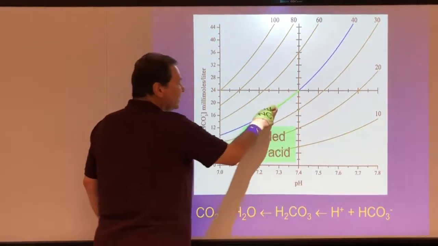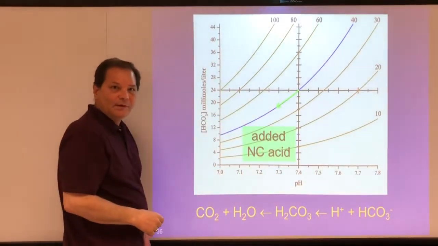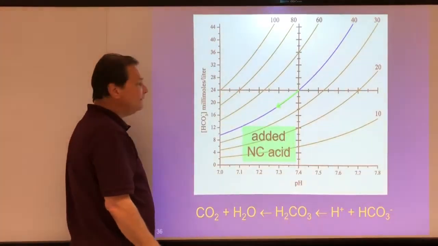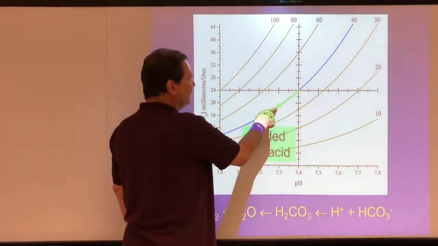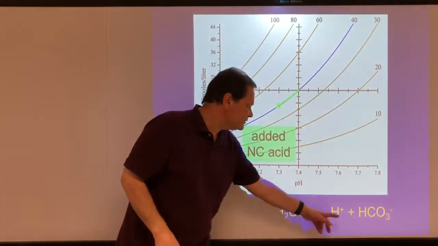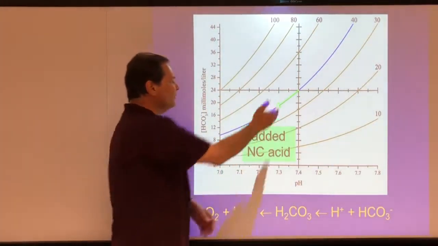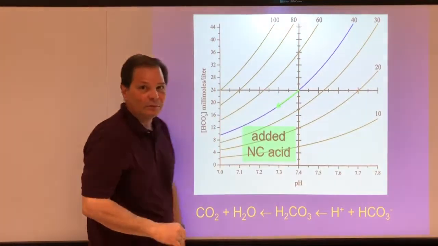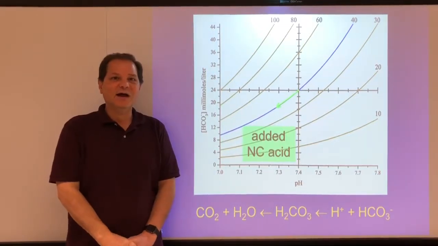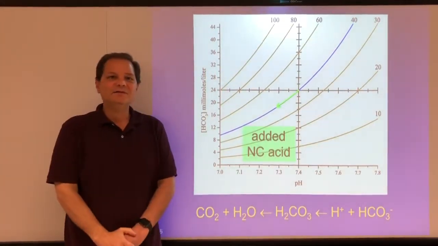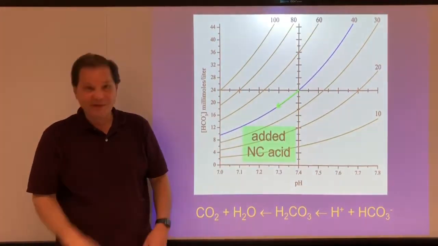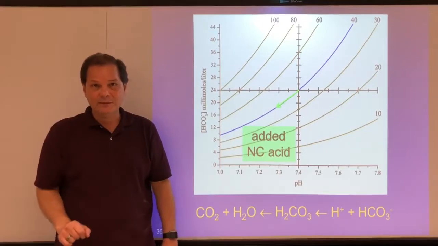So that movement in the Davenport diagram tells you what's happening to bicarb and pH. And how far you go down in pH depends upon how far you go down in bicarb. The more hydrogen ion you generate, the more the bicarb goes down, and the more you shift down along this isobar. So that would be a metabolic acidosis. The addition of a non-carbonic acid, let's say lactic acid, would do this. That's without the compensatory response, which we're not talking about right now.